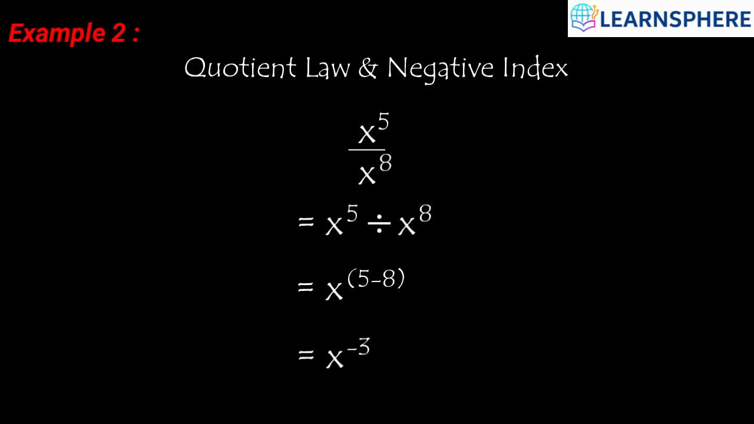As this is a negative index, we have to convert it into a positive index by flipping it. X to the power of negative 3 is in the numerator, where it's over 1. And to get it to be a positive index, we can rewrite it as 1 over x to the power of 3 as our answer.